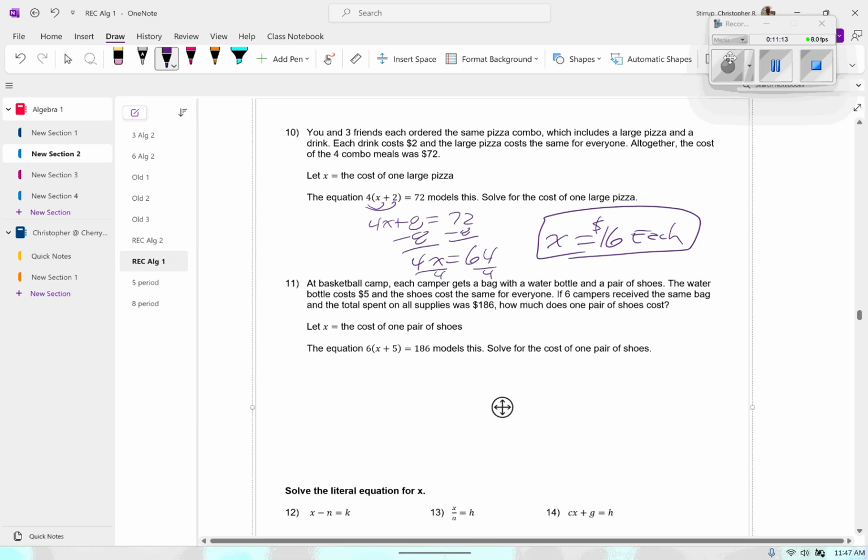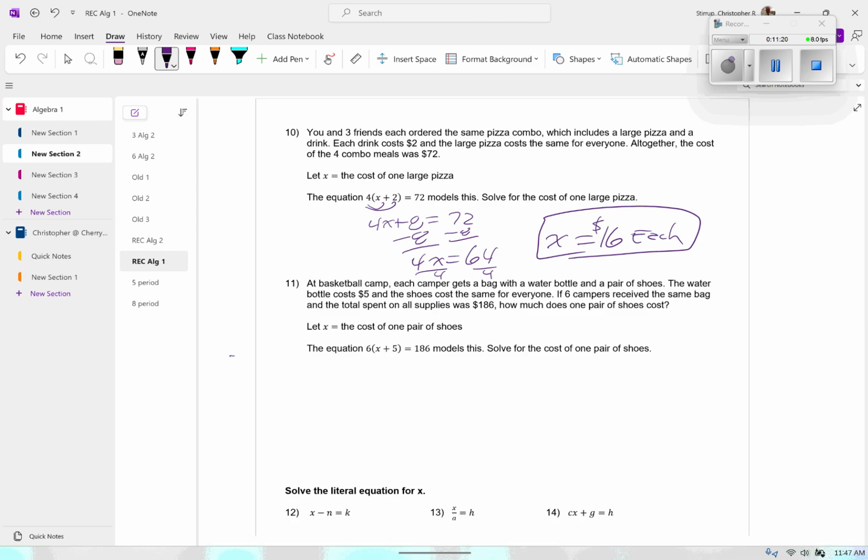At a basketball camp, each camper gets a bag with a water bottle and a pair of shoes. The water bottle costs $5. The shoes cost the same for everybody. 6 campers went total. So this is how we're going to set it up.